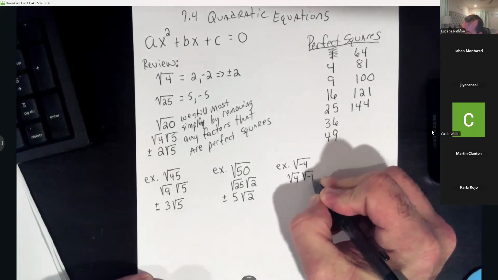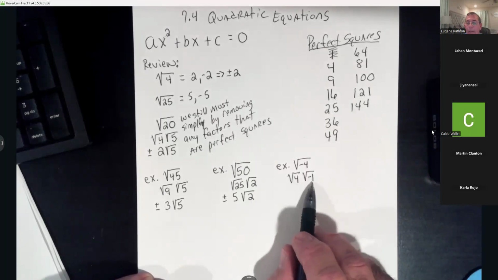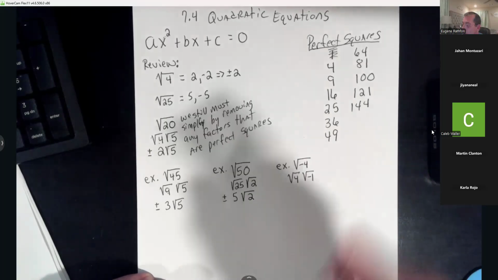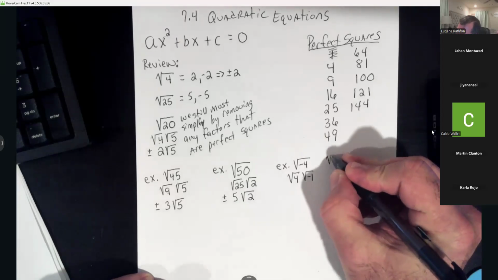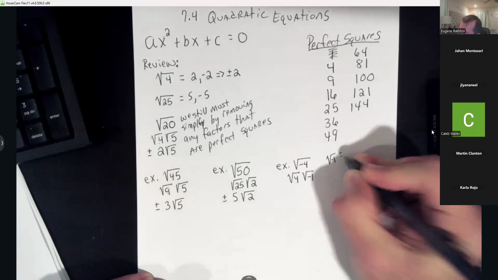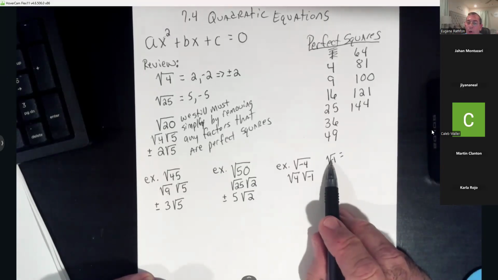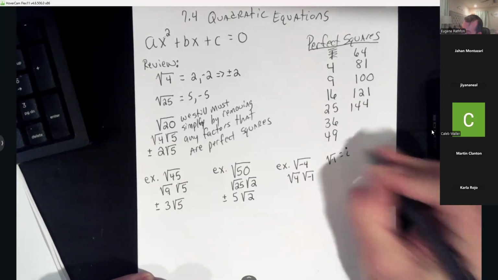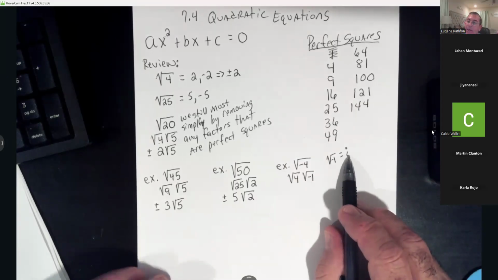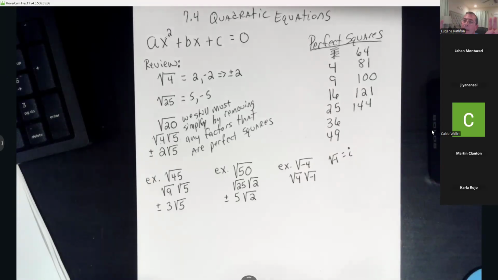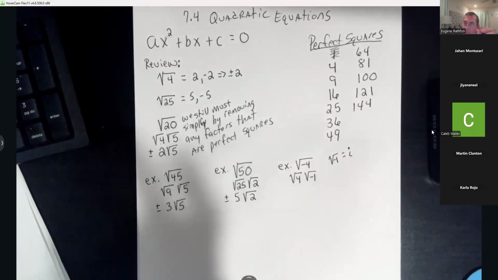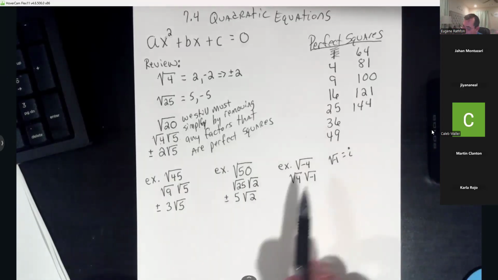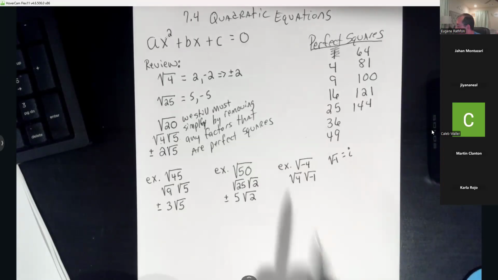We would make this a square root of 4 times the square root of negative 1. Now, by definition, when we see a square root of negative 1, we're going to replace that with an i. That i means this answer is now what we call imaginary. This is where you get your imaginary numbers, by trying to take square roots of negative numbers.